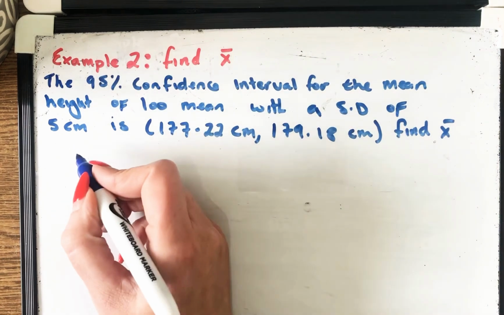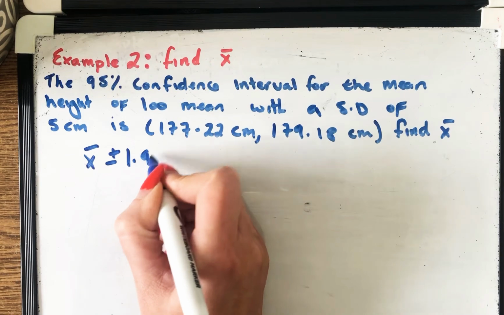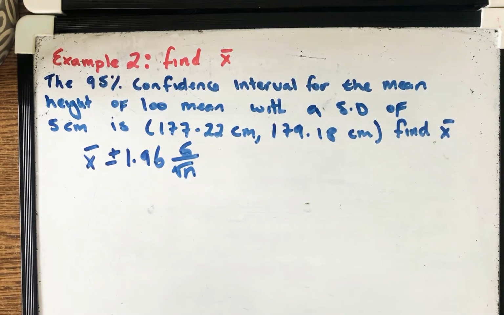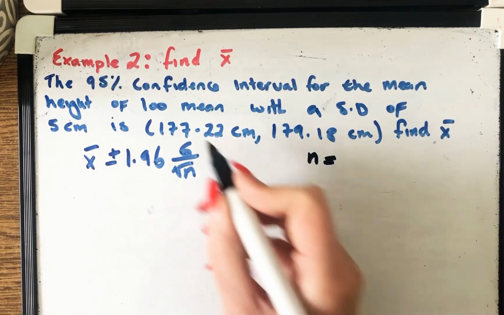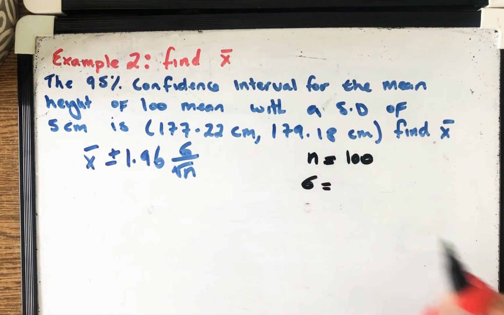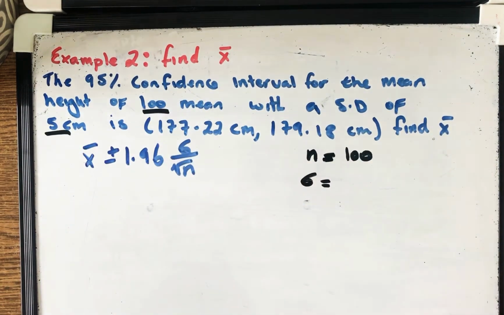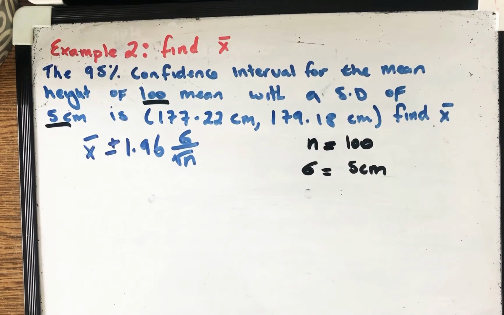So let's write down x bar plus or minus 1.96 sigma all over root n. And let's fill in what we already know. Well, we know what the n value is. The n is our sample size and we have 100 men. Sigma is our standard deviation, how far away we are from our mean, and we can see that is 5 centimeters. So let's underline the keywords. So 5 centimeters. So let's fill in those two numbers.